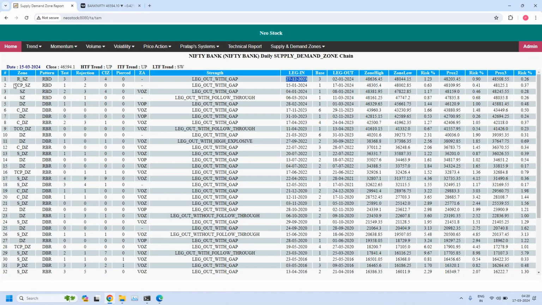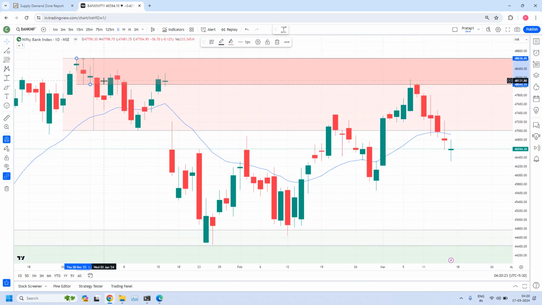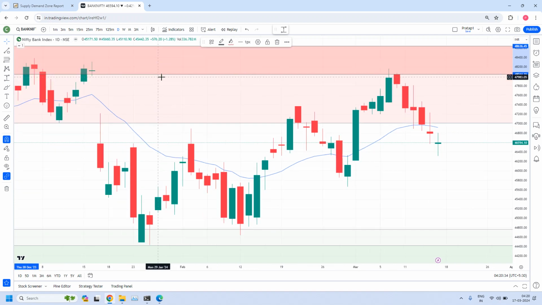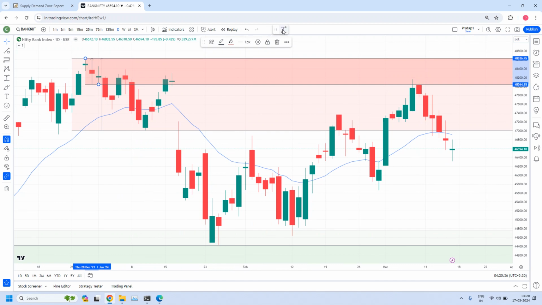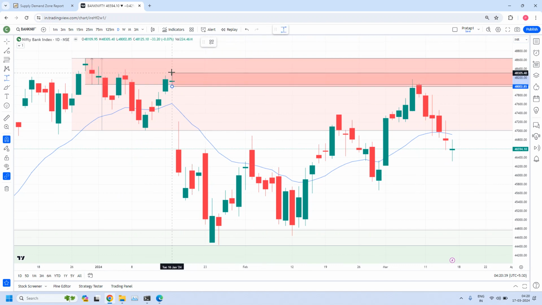And apart from this, there is one more high liquidity zone. That is 15-1-2024. This is the one. This is the zone confluence. Within a high liquidity zone, we have another high liquidity zone.